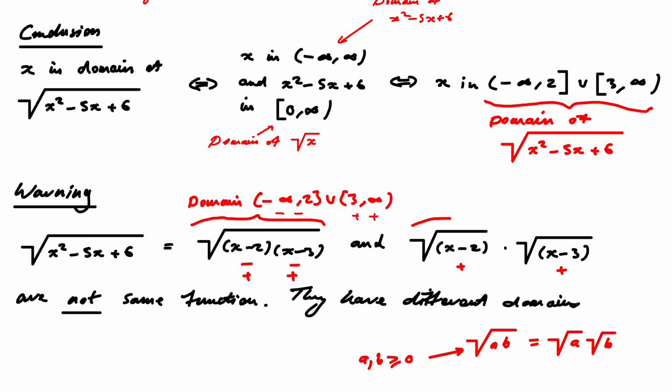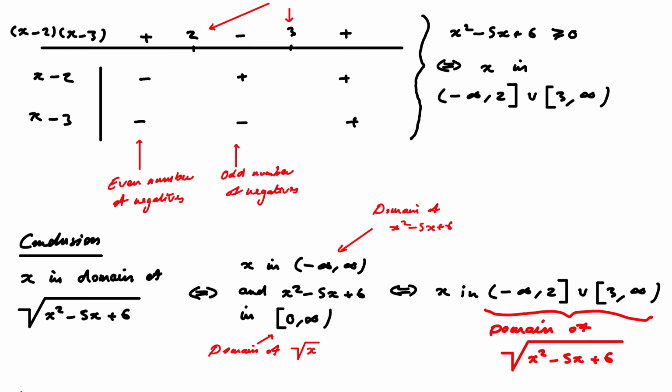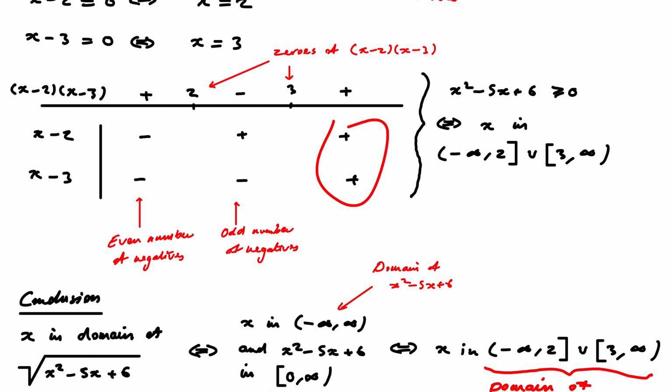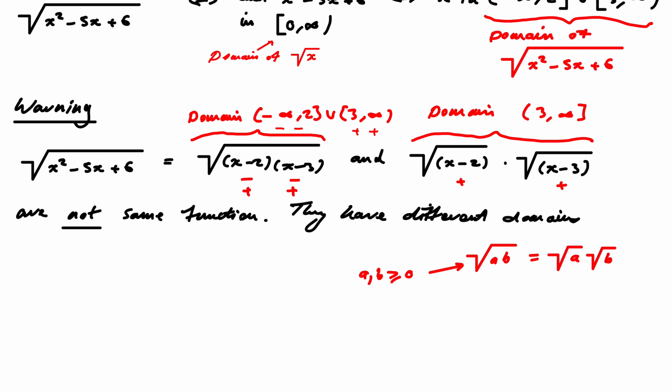So this guy, the domain is only 3 to infinity, so that should be a square bracket, sorry. Sorry, it shouldn't be a square bracket. It should be there. It's only that, right? Because that's the plus plus. If we go up to here, it's this, right? So plus plus.